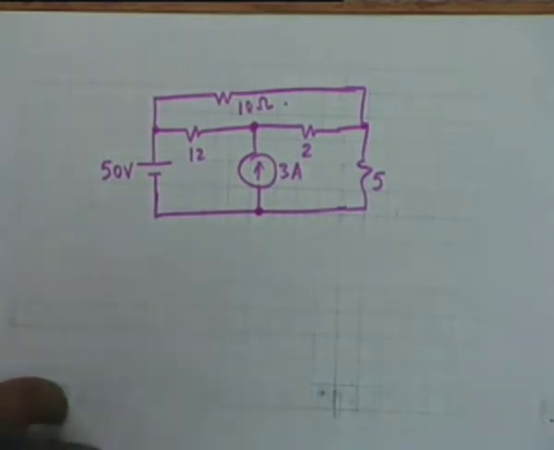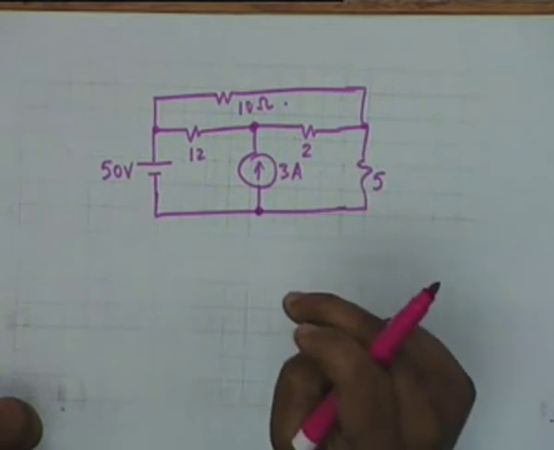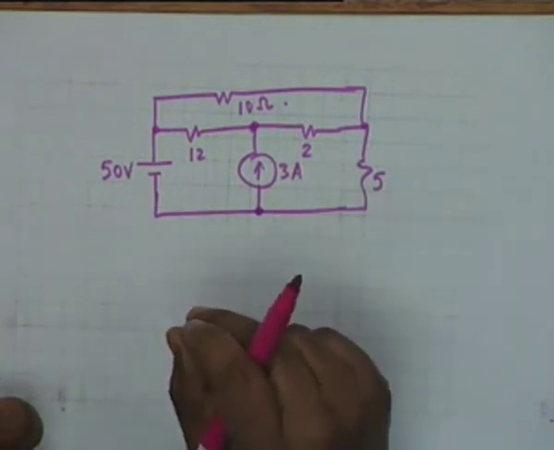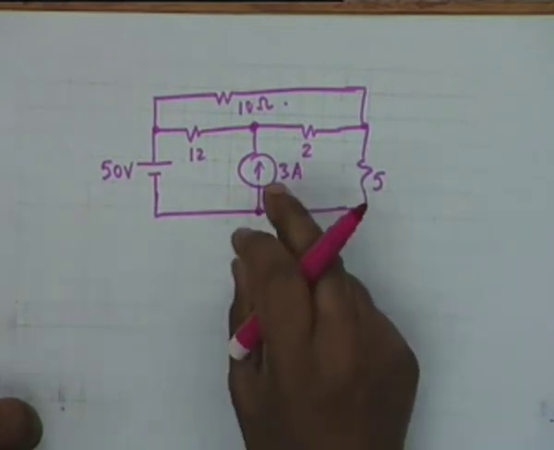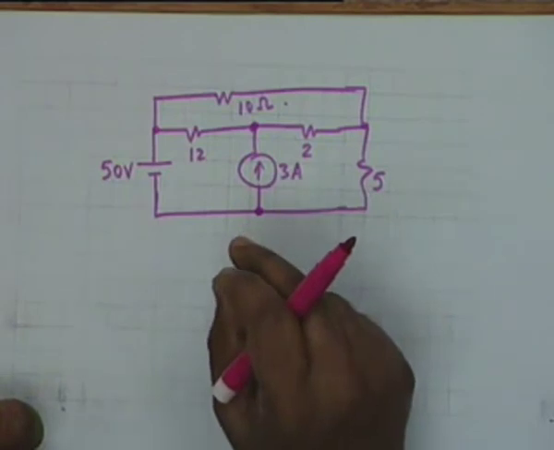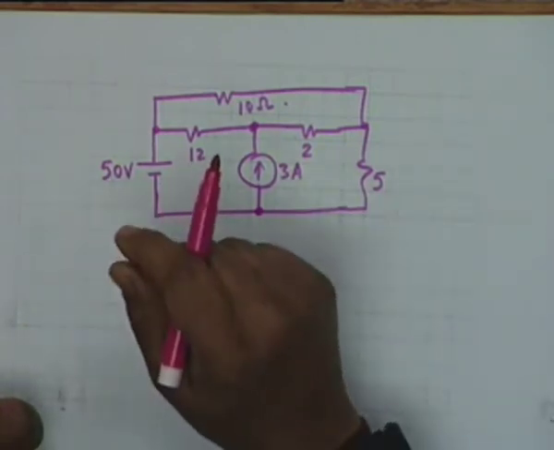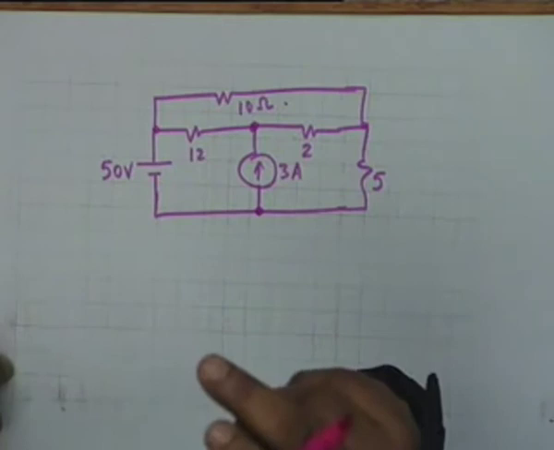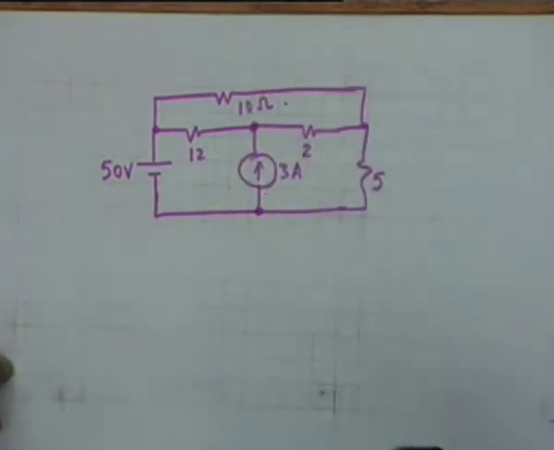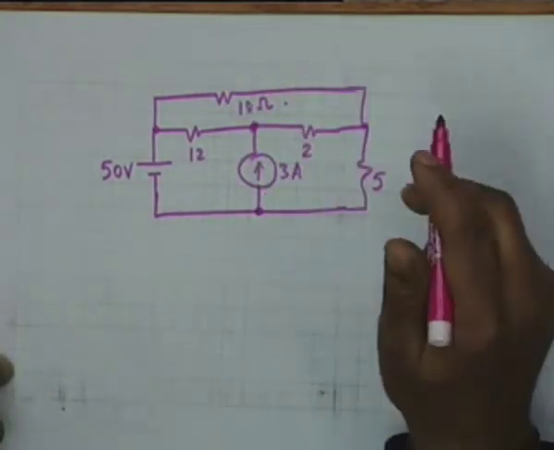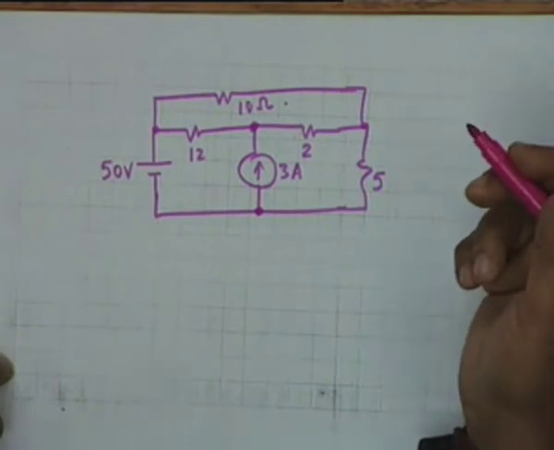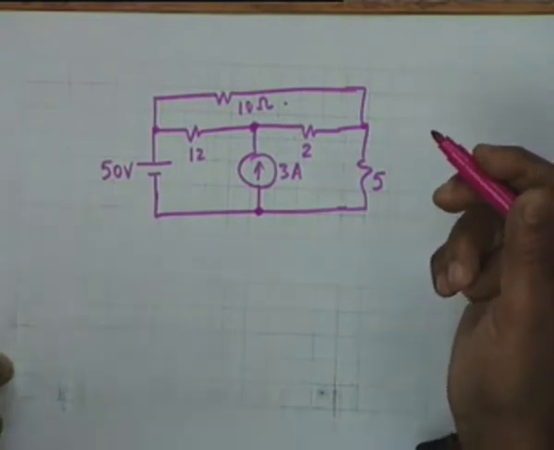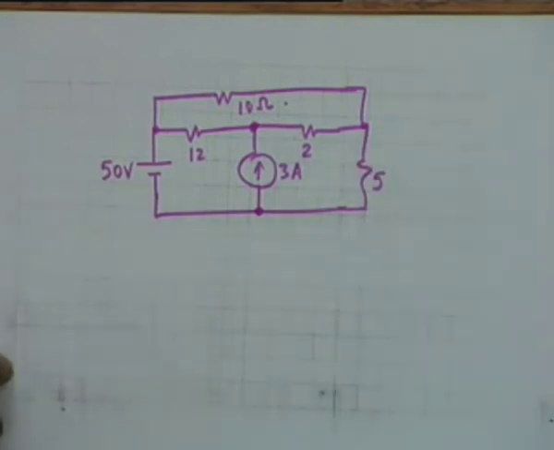what I was saying is that you should not formulate loops indiscriminately, because if a loop contains a current generator, then you are sunk, because you do not know the voltage drop across the current generator. So you cannot write a KVL equation. You cannot write a KVL equation for a loop which contains a current generator, and therefore I said the better strategy is to formulate branch currents. Alright, and this is what we did.